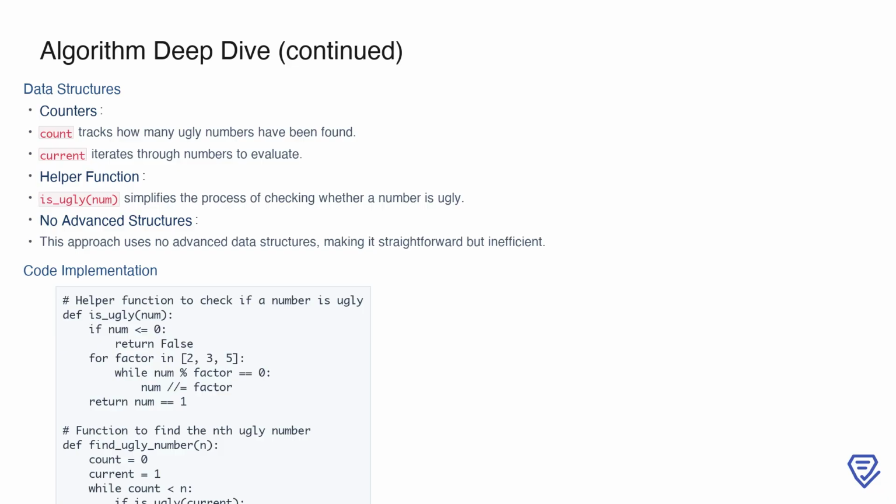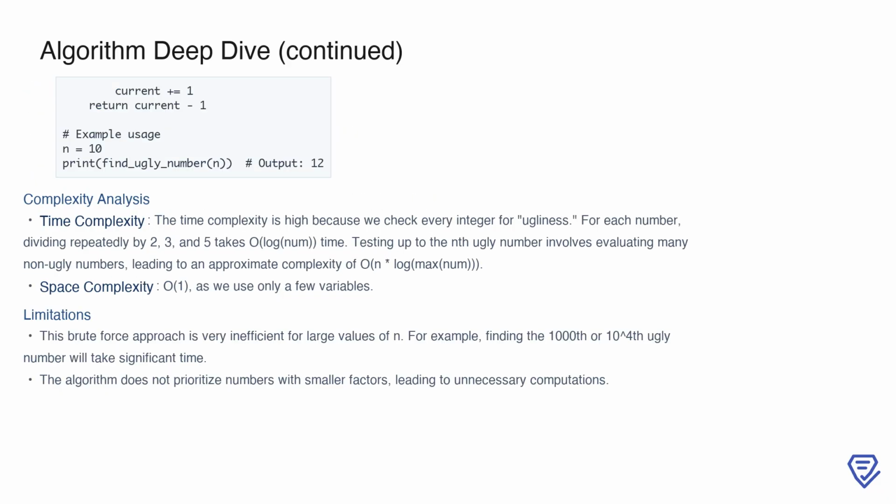The main function, find_ugly_number(n), initializes count and current and uses a loop to find the nth ugly number. The implementation continues by incrementing the current counter after each iteration, regardless of whether the number is ugly or not, and this process repeats until we reach the nth ugly number. Finally, the function returns current minus 1, which is the nth ugly number. For example, if we call find_ugly_number(10), the function will return 12, as that is the 10th ugly number in the sequence. However, while this code works, it is highly inefficient for large values of n.